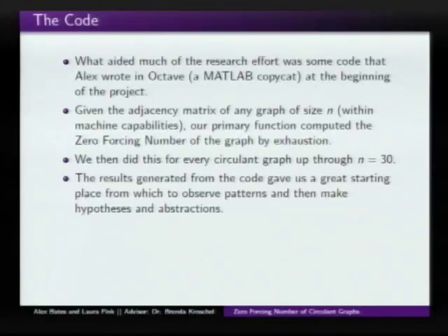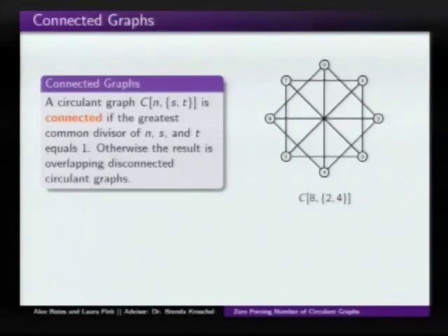And the results that were generated from the code that we wrote gave us a great starting place from which to look at the data and then extrapolate away from that and make hypotheses and abstractions. One thing that we came across pretty early on was this concept of connected graphs. We say that a circulant graph is connected if the greatest common divisor of n, s, and t equals 1. Otherwise, you have overlapping disconnected graphs.